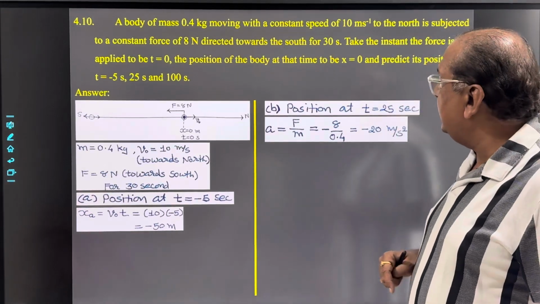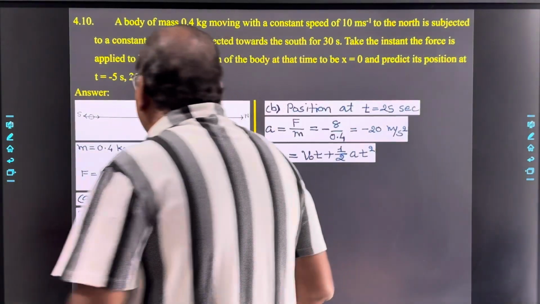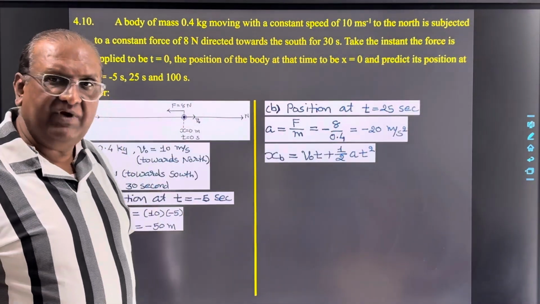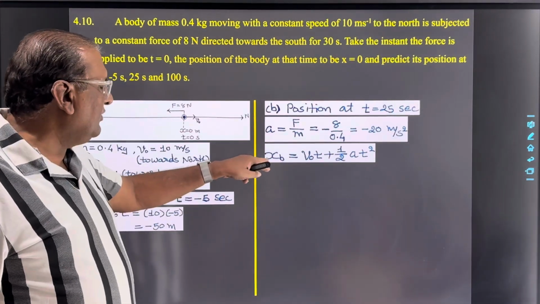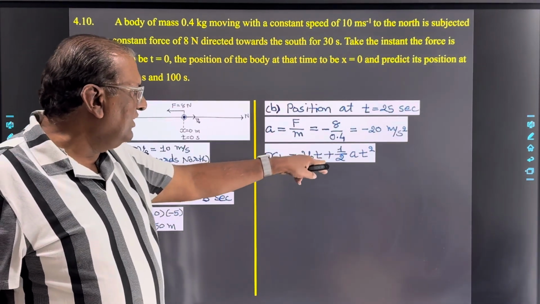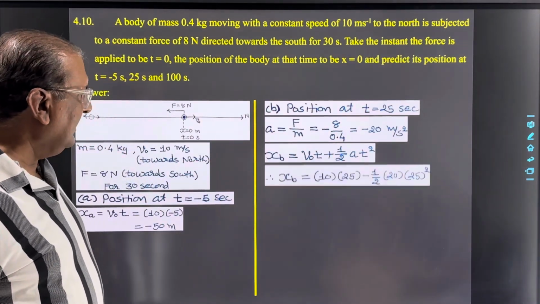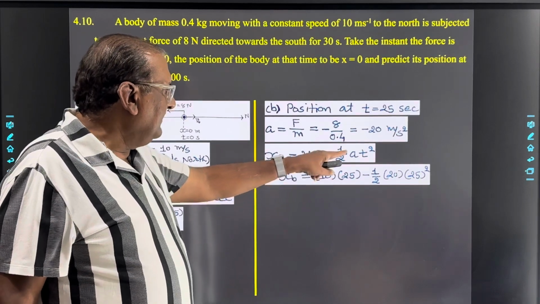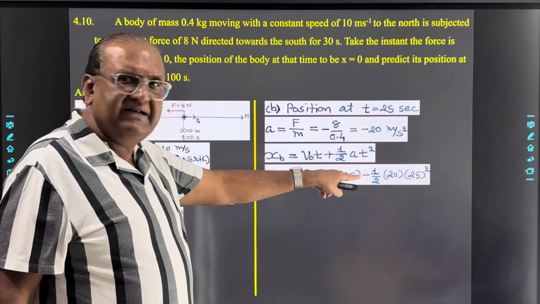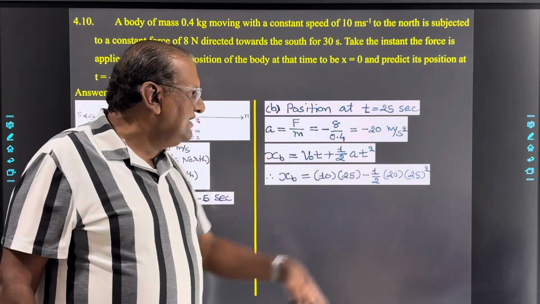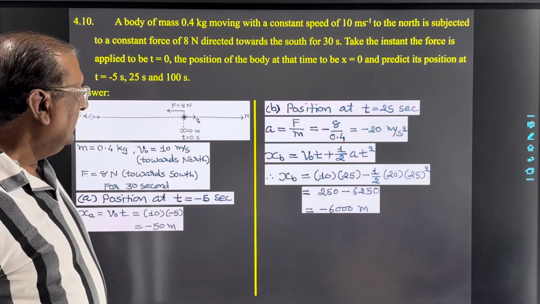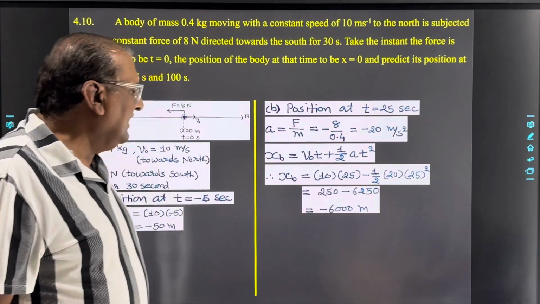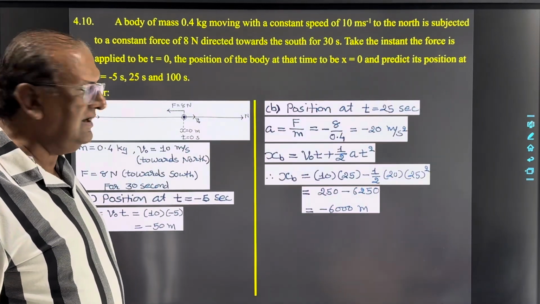Now position at t equal to 25 seconds. So we can use the equation x equal to v0 t plus half a t square. So this is the second position, B. So xb equal to v0 t plus half a t square. Substitute the values. v0 is 10, t is 25, half a is minus 20, so the negative sign is taken here, 20 times 25 square. So you will get 250 minus 6250, and that is equal to minus 6000 meter.